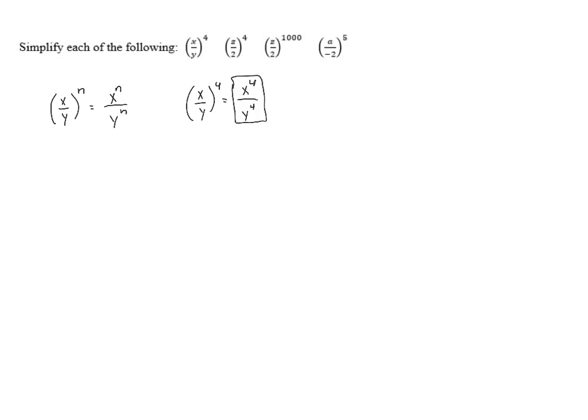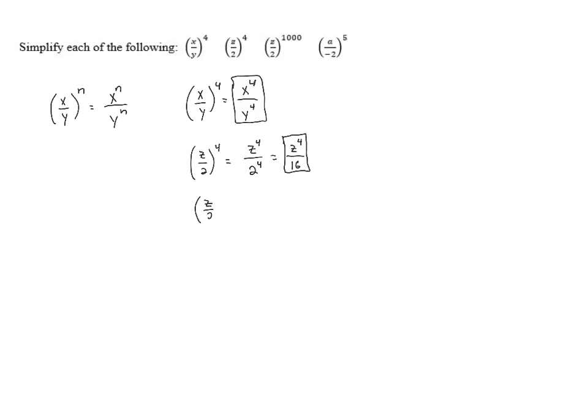And that's that. For the next one, we have z over 2, also to the 4th. So again, we're distributing. This gives us z to the 4th over 2 to the 4th. And we can simplify this further. 2 to the 4th is 2 times 2 times 2 times 2, which is 16. So this is z to the 4th over 16.